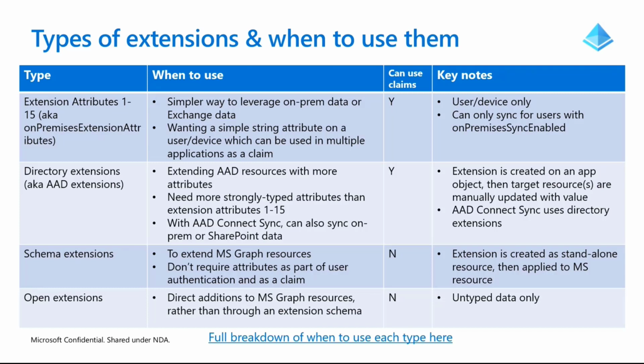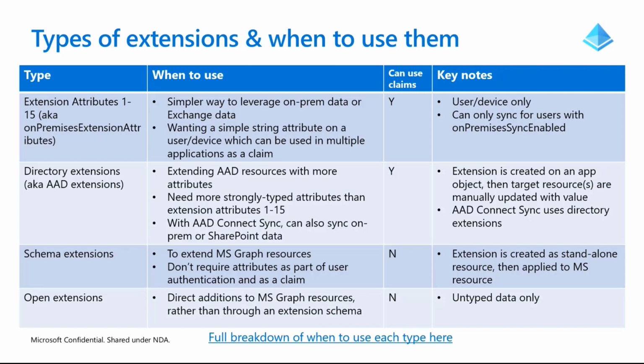I'm just going to start from the top and work my way down. So basically, we have 4 high-level types of extensions. One is just extension attributes 1 through 15. Essentially, these are already pre-built into the user object, and they're literally called extension attribute 1, 2, 3, 4, etc. In some ways, you could consider these one of the simpler ways to add an attribute to a user, because you already have the slot built in.